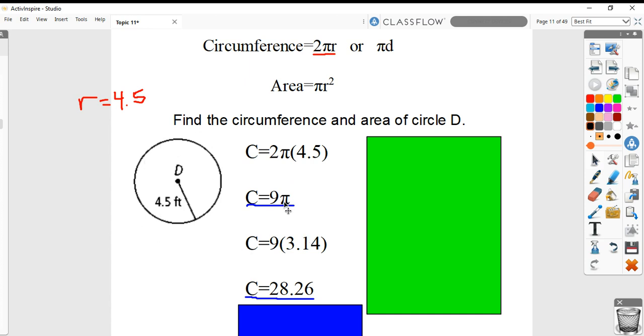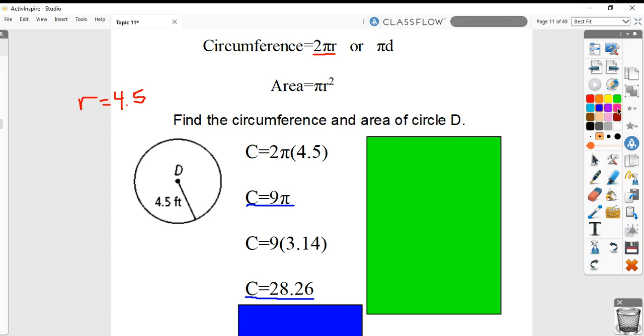The only difference is that this one is left with pi. This one did not deal with pi, just left pi alone. That's what we call leaving it in terms of pi. And this one went ahead and multiplied it all out and got a decimal approximate answer. Okay, to find the area of this circle, we're going to do a very, very similar process.